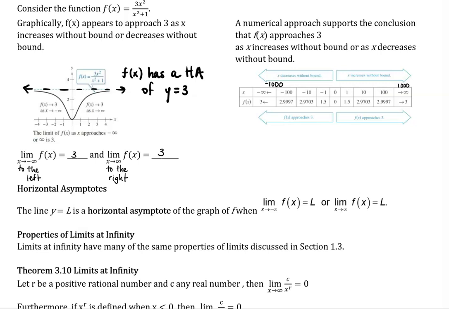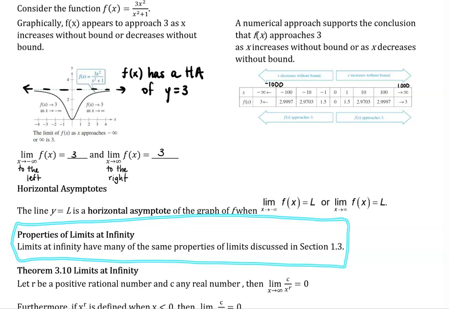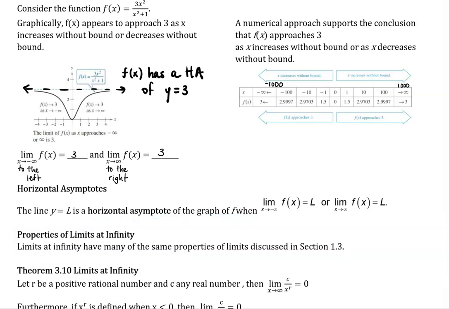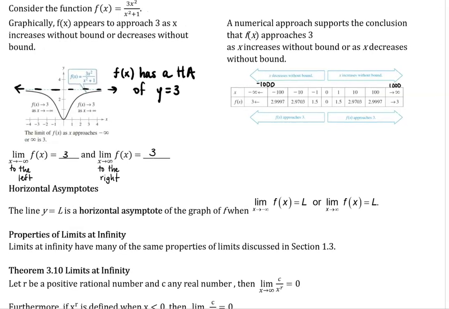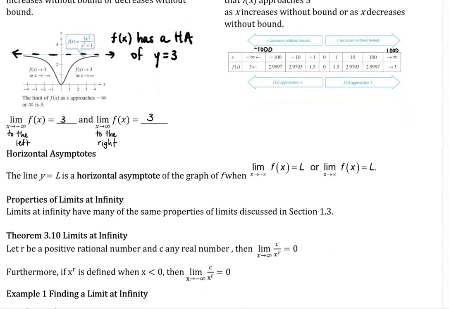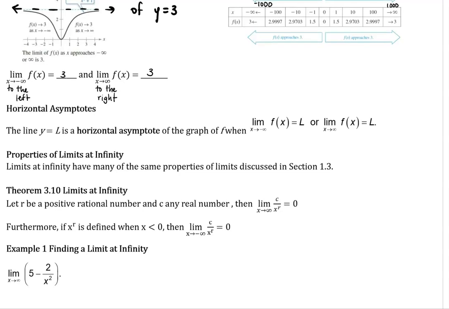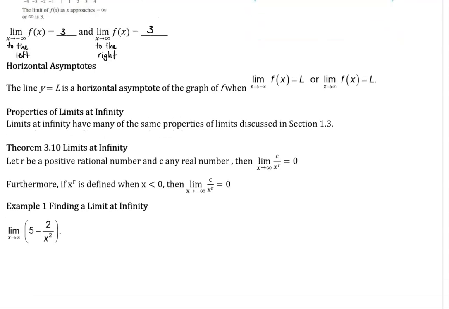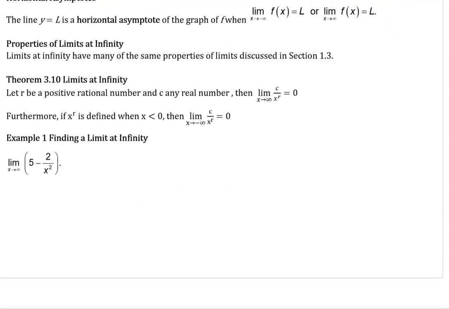Next, we have that the properties of limits at infinity are the same as the properties of regular limits that we discussed earlier in this course. So if you think back to the sum property, the difference property, constant multiple property, the same way that we handle limits as x approaches a constant value is the same way that we handle limits as x approaches a positive or a negative infinity. We can still apply those same rules.